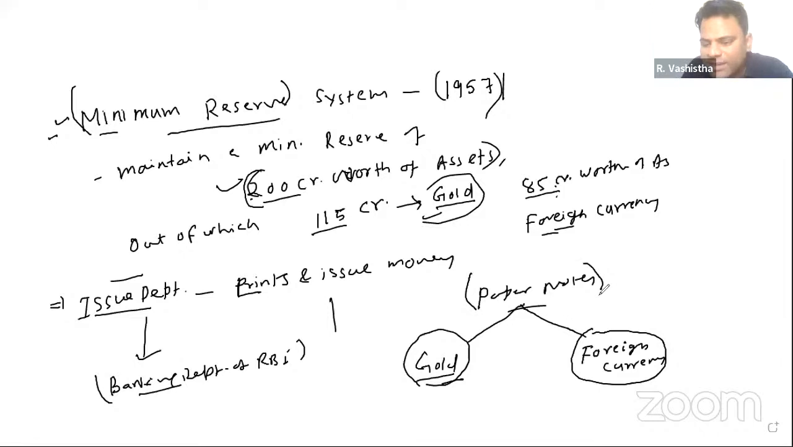Now we'll try to understand the rationale behind this system. Why is it mandatory for RBI to maintain this much of reserve, right? We'll see why RBI is required to maintain this much of assets in terms of gold and foreign currency. What is the reason? What is the rationale behind this system? So, printing of paper notes is the liability of RBI. Please write it down. Printing of paper notes is the liability of RBI.